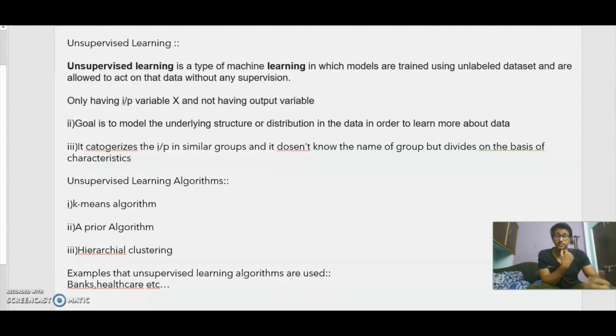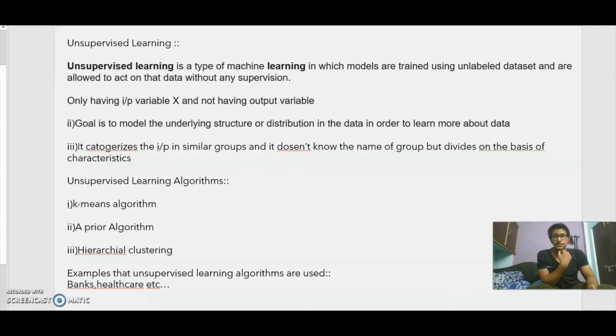In supervised learning, what we have learned is that we are training with both input and output variables, so that the machine can predict an exact output. But in this case, our goal is to model the underlying structure of the distribution in order to learn more about the data.